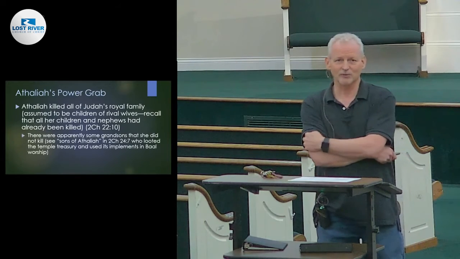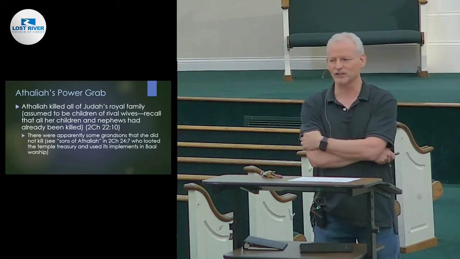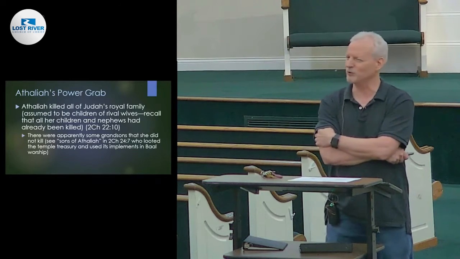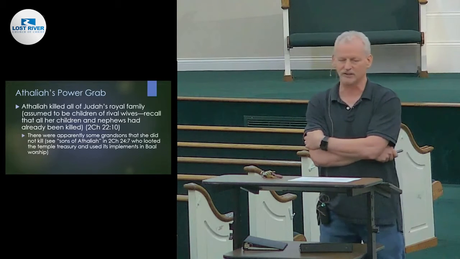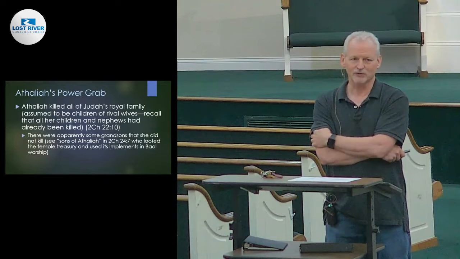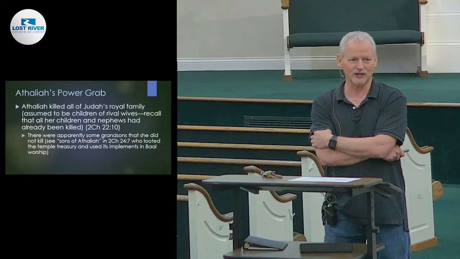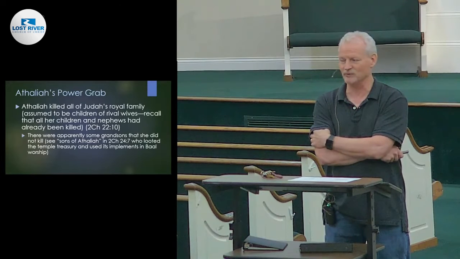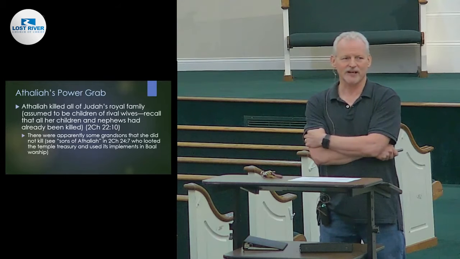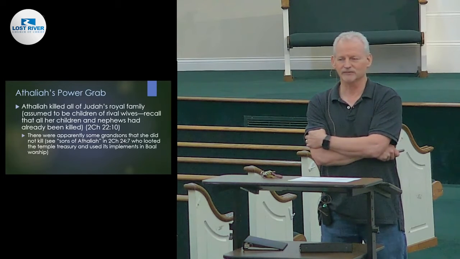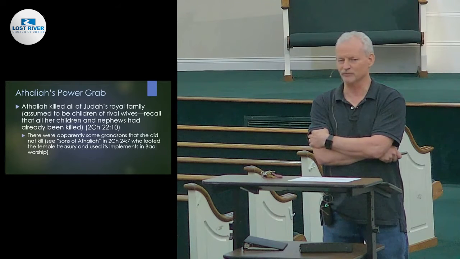And she's just killing off everybody who remains. There were apparently some grandsons that she did not kill, and we'll run across 2 Chronicles chapter 24, verse 7. So there's some question as to whether Athaliah ever intended to kill off any of her grandsons. But there were some people who sure thought that Joash's life was in danger, and that's why he was skirted off for protection. These sons of Athaliah looted the temple and gave the money to and used the temple implements to serve Baal.